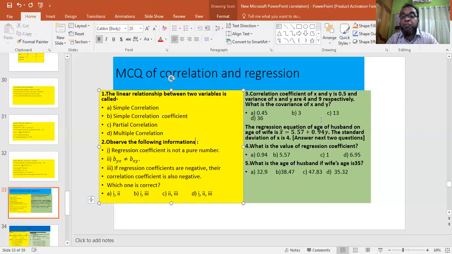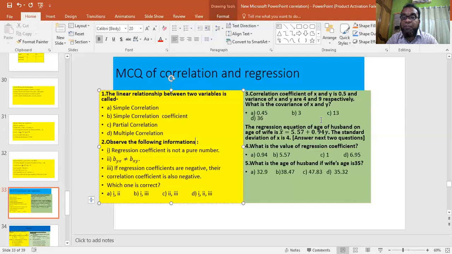What is the value of the regression coefficient? The regression coefficient is given as 0.94 in the equation. B is the regression coefficient, or Bxy is the regression coefficient of X and Y. So Bxy equal to 0.94. Okay, it is already given. You have to understand. If you understand, then you can get the answer very quickly. So the answer is A. A is 0.94.